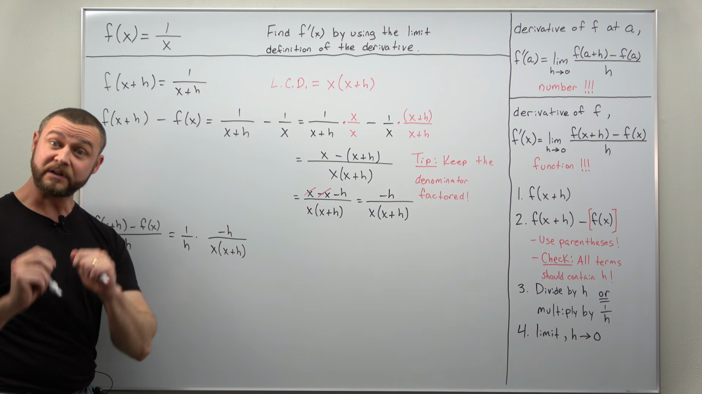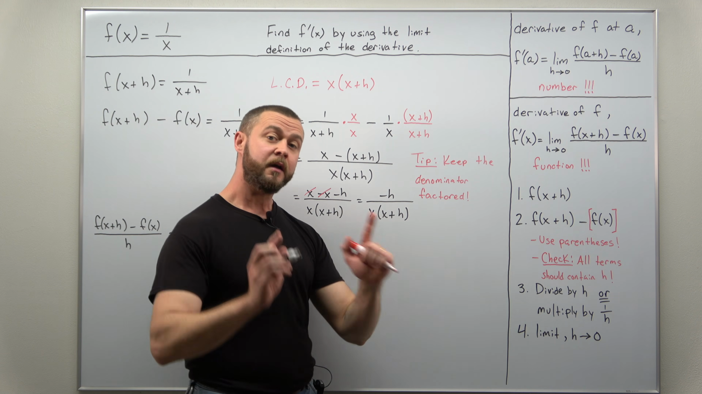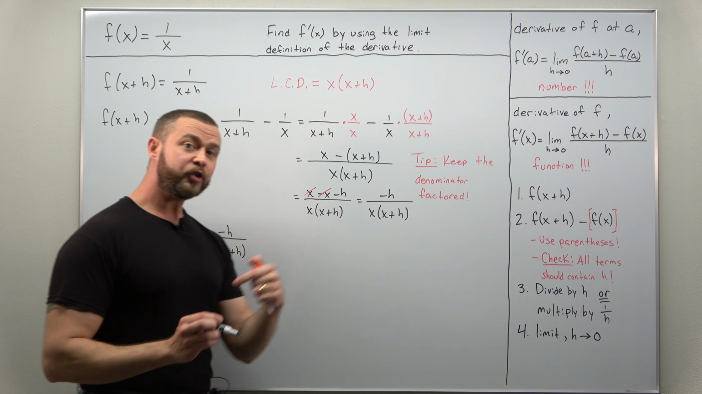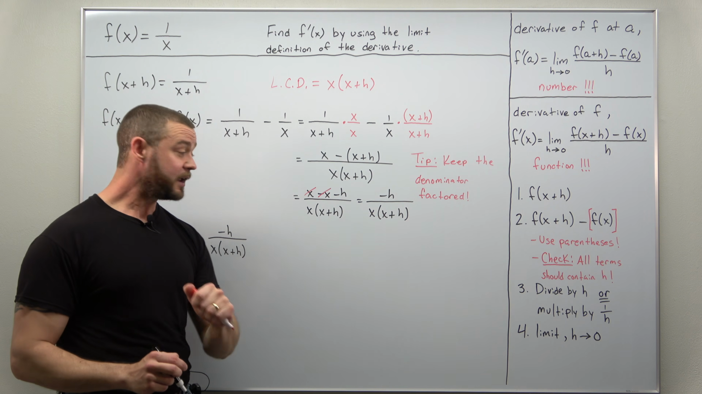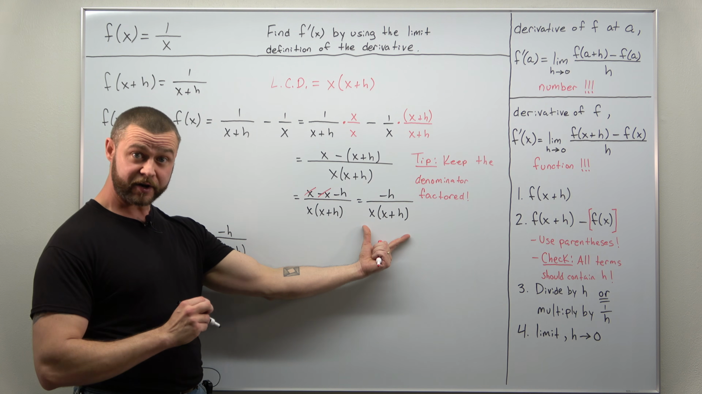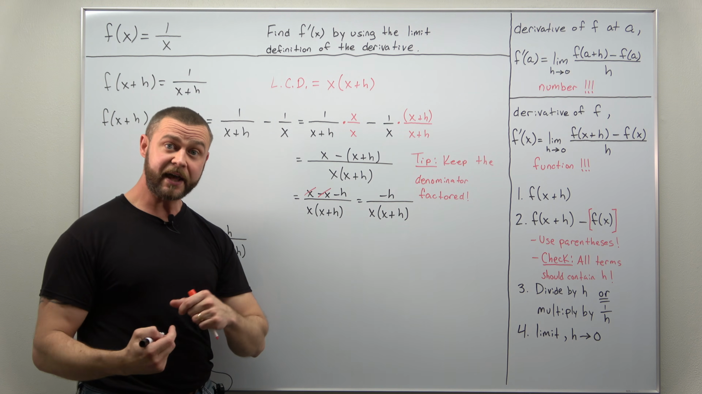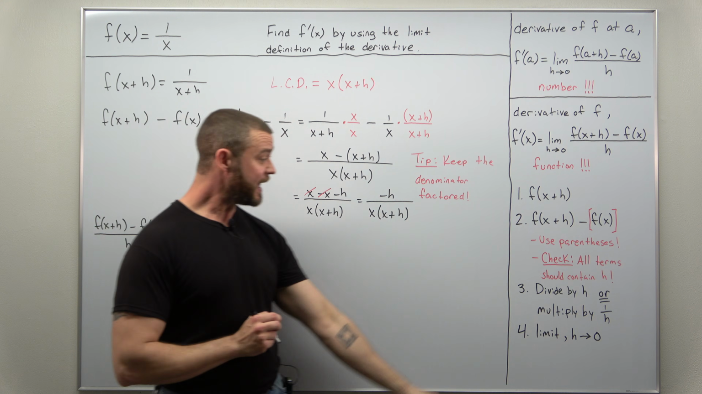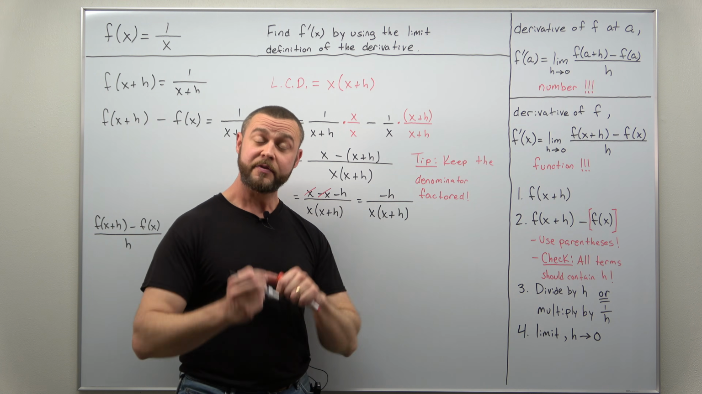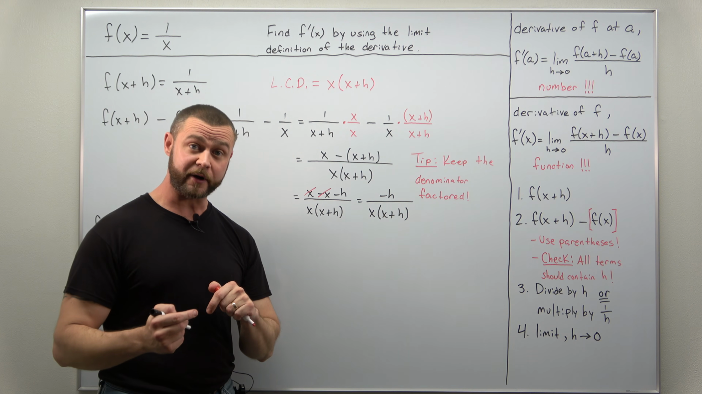Now again, I want to point something else out. There was a check here in step 2, which is that all terms that are left should contain an h. And if you take a look at your answer here for step 2, the numerator does contain a factor of h. So at this step, it does pass the consistency check. That fraction does contain a factor of h in the numerator.